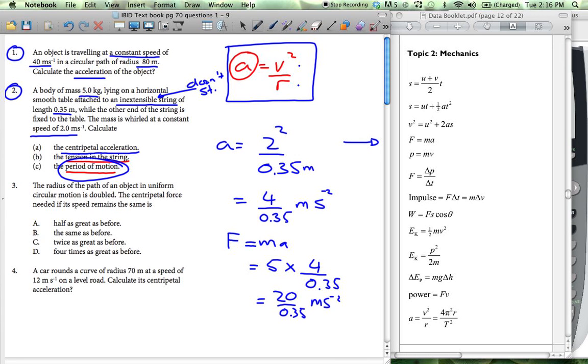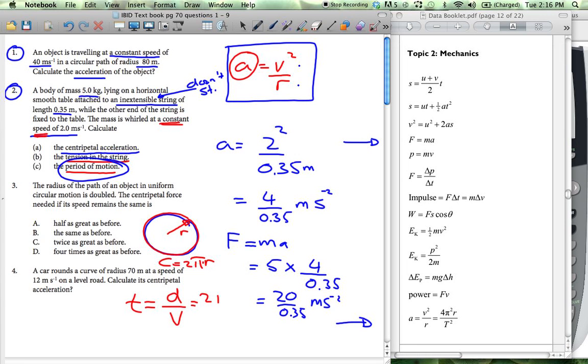And then the period of motion. Now the period of motion is basically given by this formula over here. When you're looking at the period, you've got this going around in a circle. The total distance that it travels is the circumference of the circle, and if this is r, the circumference is equal to 2 pi r. Because it's going at a constant speed, notice here it says it's going at a constant speed, your time is going to equal distance divided by your velocity.